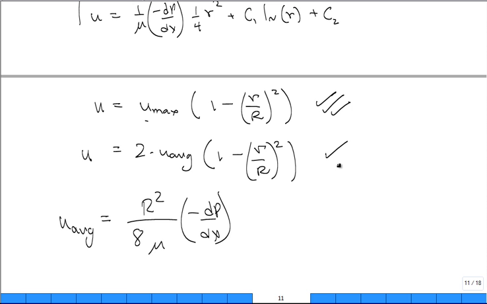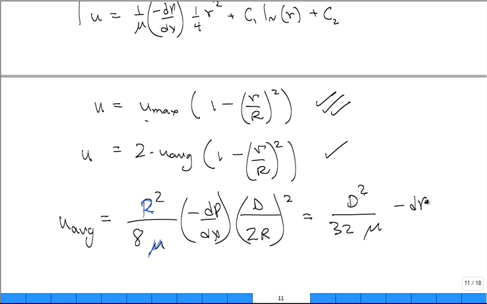It's quadratic. And this is the average, how it's related to the viscosity, how it's related to the radius, and how it's related to dp dx. Somebody says, I don't like working with radius. All of our pipes, we talk about diameter. Good. 2 radius is a diameter, right? Square it. So what happens is I get a 4 times 8, 32. Diameter squared, mu times negative dp dx. See how we switch radius to diameter pretty easy? All right.